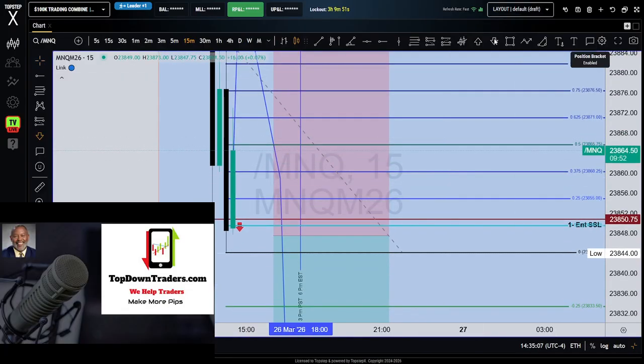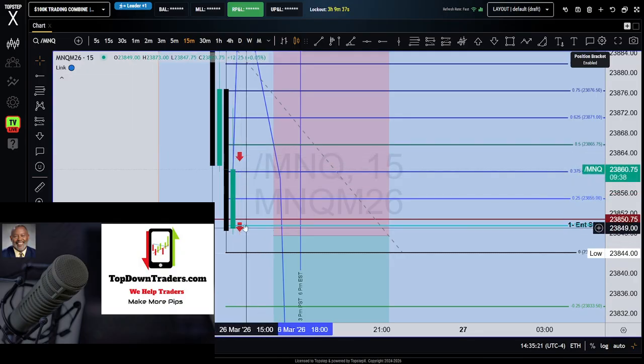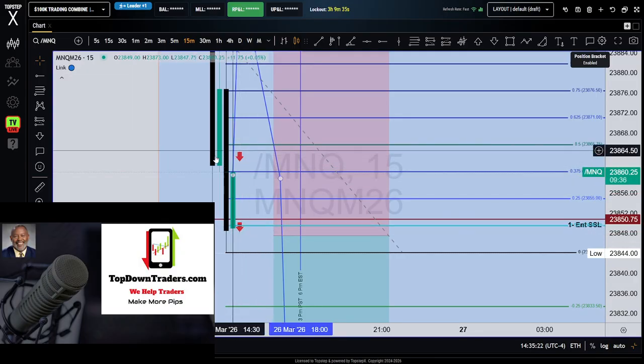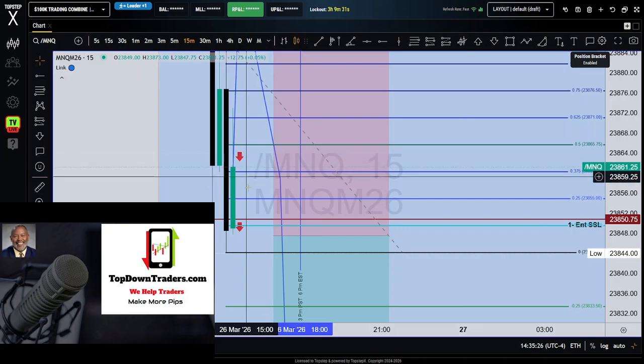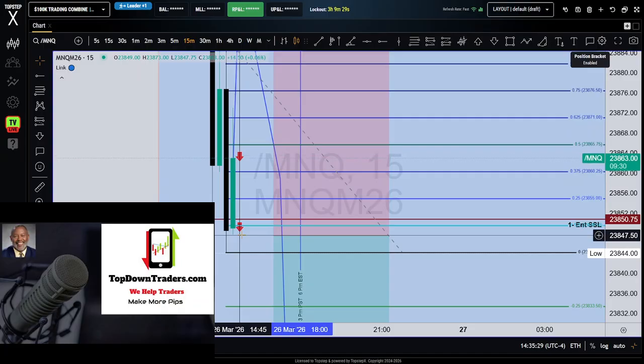I would even add to my position right now. I would add on another contract or micro or mini because I'm confident it's going to go lower. Typically, if I add on to a position right here, if this was one contract, I probably would add on 2 contracts right here. What that would do is bring me to break even a lot faster.